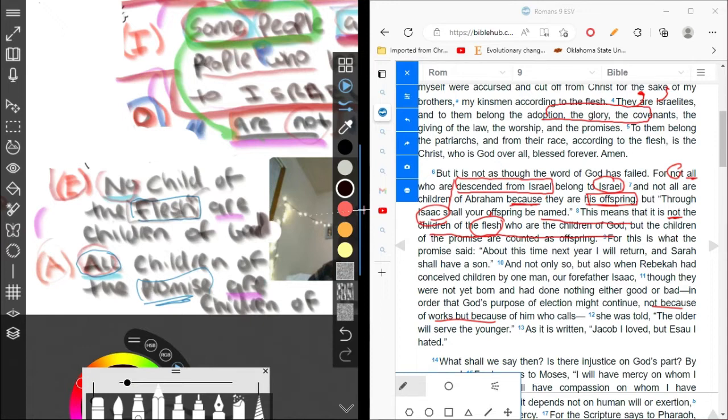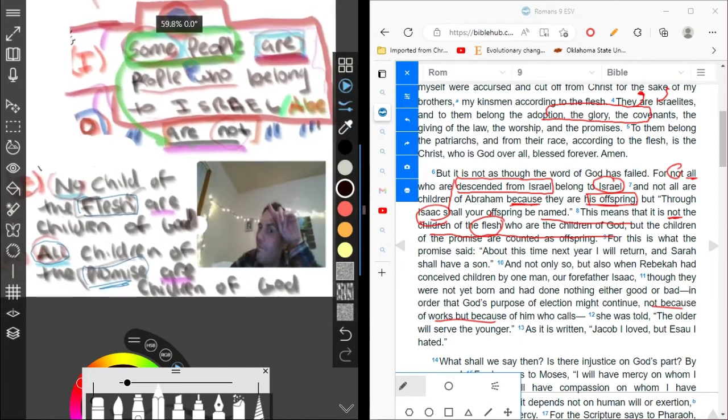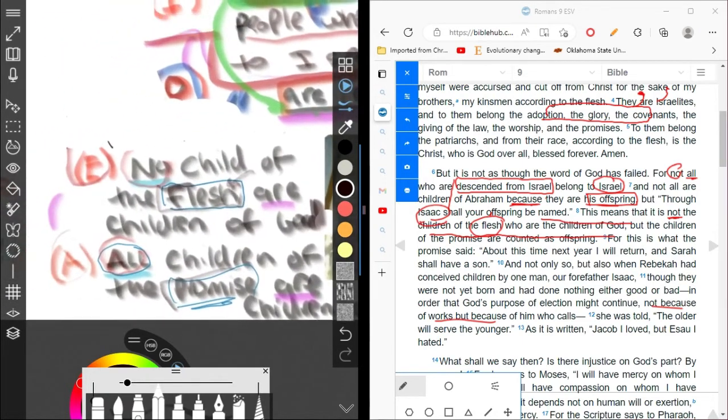We're going to see that it connects to the will. The flesh, who are the children of God, but the children of the promise are counted as offspring. So then it says all children of the promise are children of God. This is your A, which is your universal affirmative. This is E, your universal negative. So every child of the promise. So who are the children of the promise? And he describes it: for this is what the promise said, about this time next year I'll return and Sarah shall have a son.